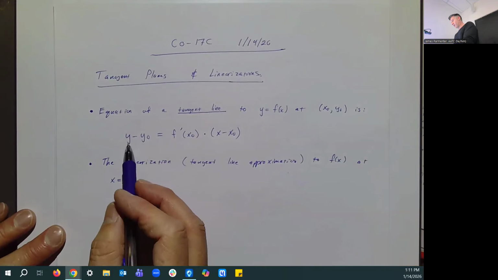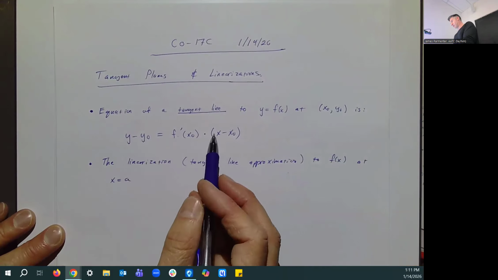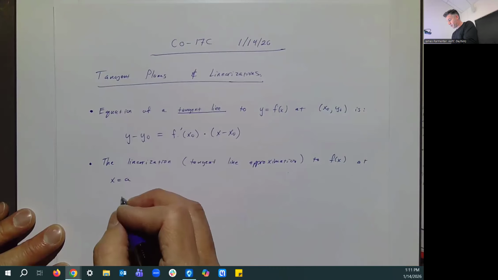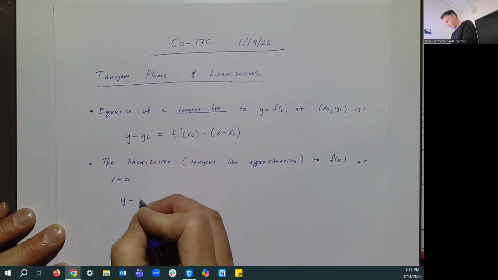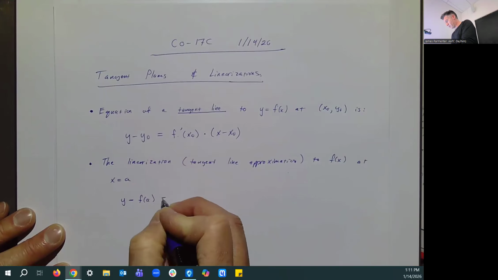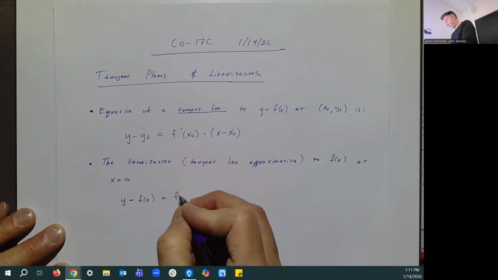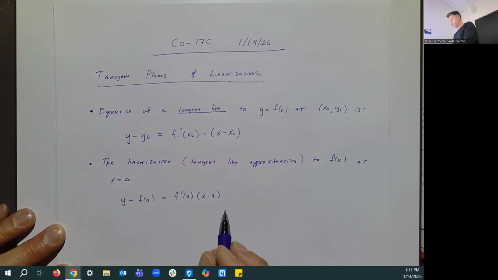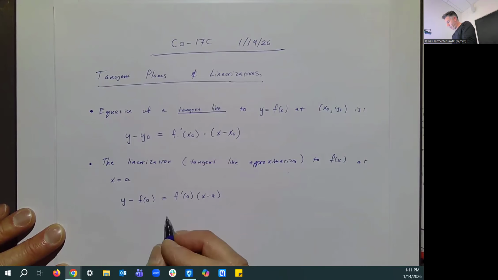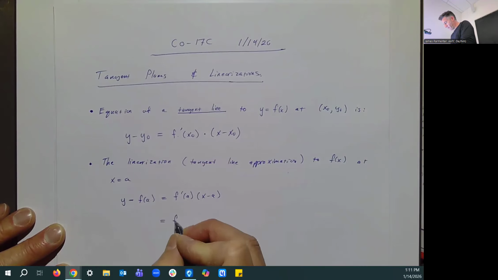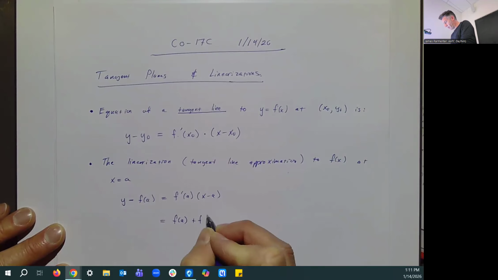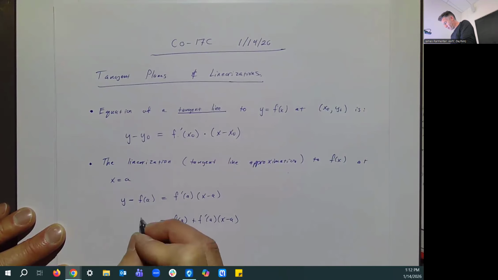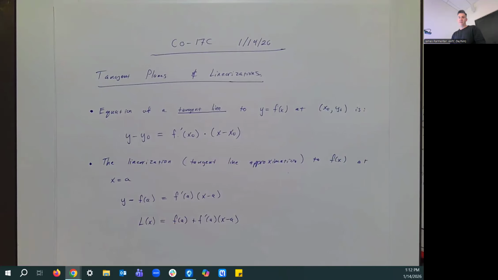So instead of y minus y naught equal to f prime of x naught times x minus x naught, we're going to write y minus, well, y naught is f of a. It's equal to the derivative, which now we're going to write as f prime of a times x minus a. But we're really not going to write it like this. We're going to rewrite it. We're going to isolate y. So we're going to write it as f of a plus f prime of a times x minus a. And instead of calling it y, we're going to call it L of x. L for linearization.